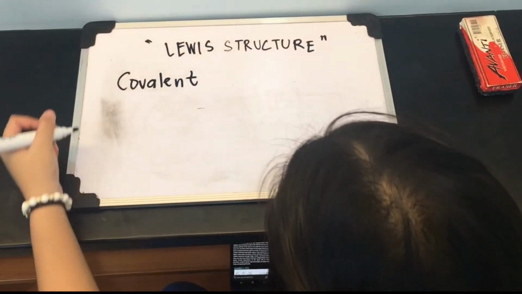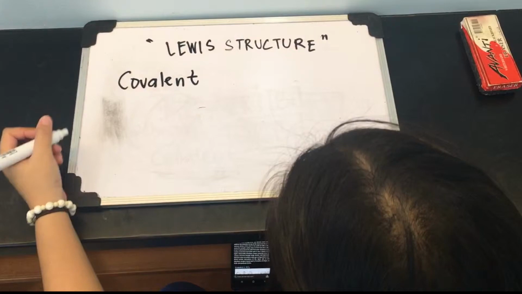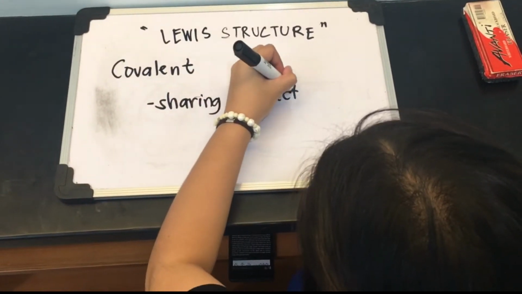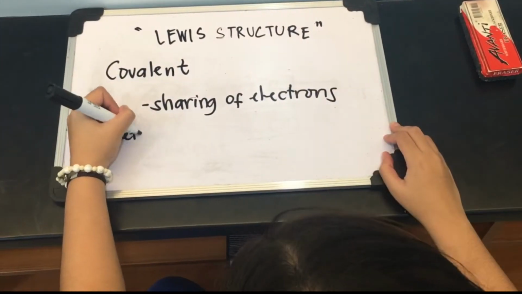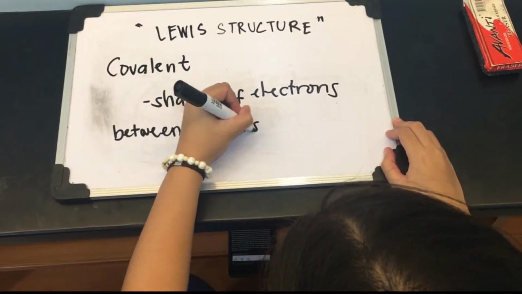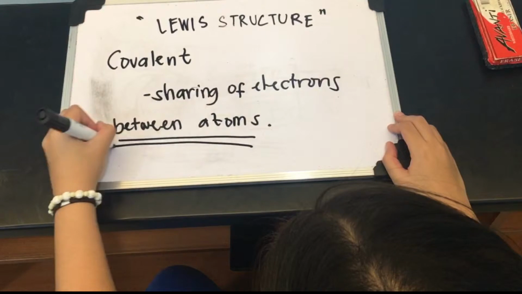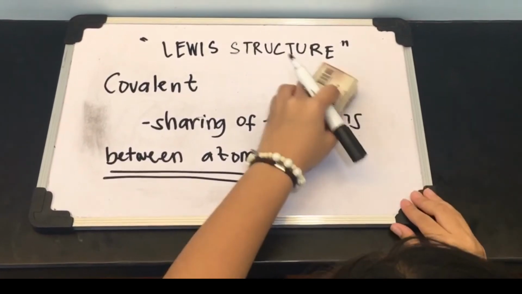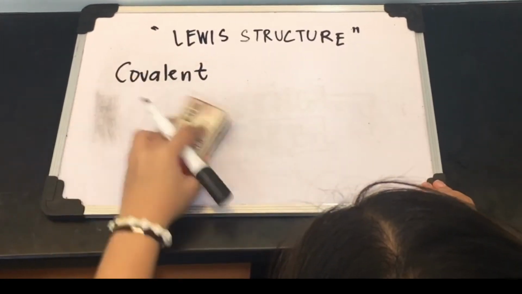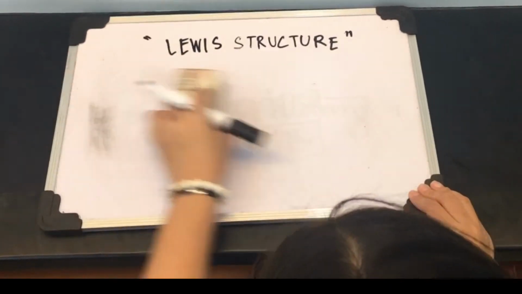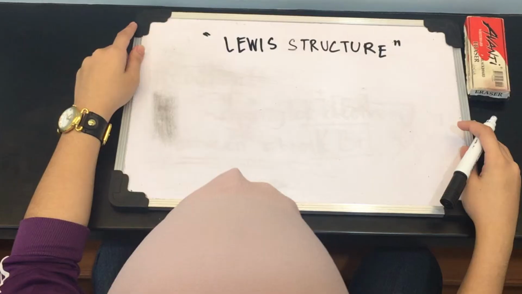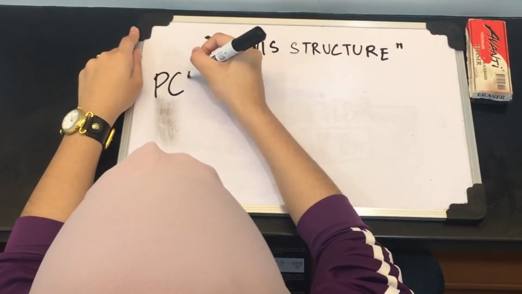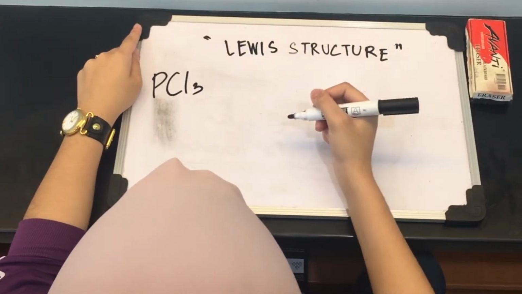The next bond is the covalent bond. Covalent bonds are formed by the sharing of electrons between atoms. On a Lewis dot structure, it looks a bit different compared to ionic bonds, though this starts off similar. Still, indicate the number of valence electrons of the atoms by marking with dots.